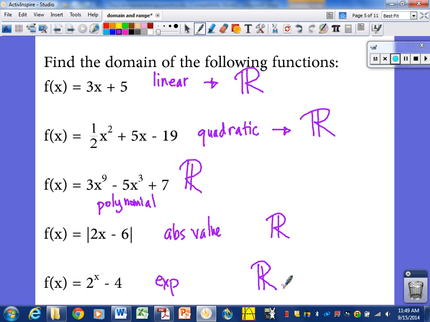You can plug in any number that you want, and you're going to get out the same type of number, a real number. Positives, negatives, decimals, fractions, radicals, whatever. Even pies. Okay, so as long as it's one of these types, a linear, a polynomial, an absolute value, an exponential, you have all real as your domain. There are no restrictions. Okay. You have a worldwide passport. You can go anywhere you want.